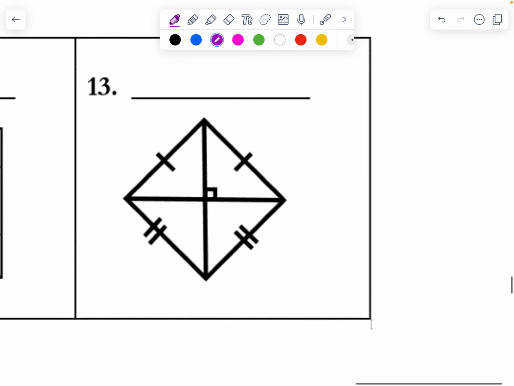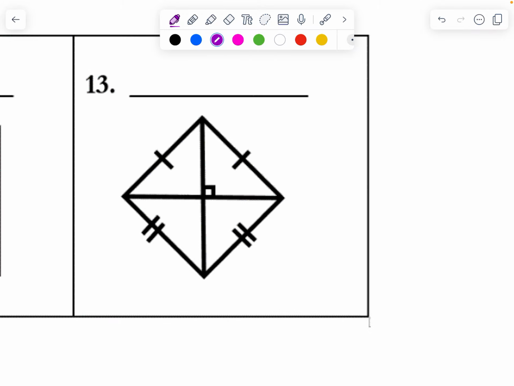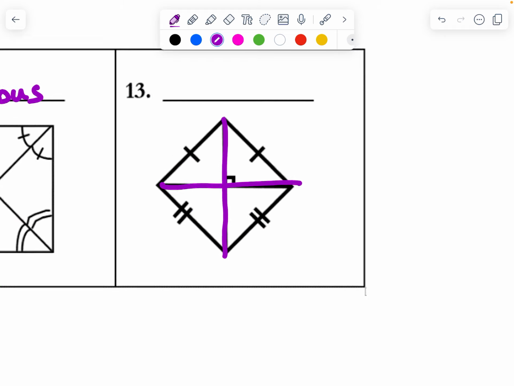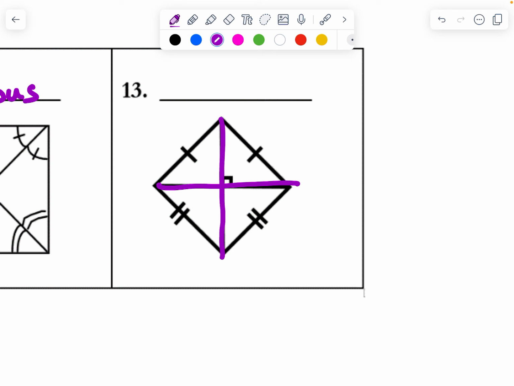And then for the last one, number 13, oh, look at that. Diagonals cross at a 90 degree angle. What do we know does that? Kites, squares, and rhombuses. So for sure, this could be one of those. The reason I know for sure this is a kite is because adjacent sides, or consecutive sides, are going to be congruent. And so those two are congruent, and then these two are congruent, making this a kite.